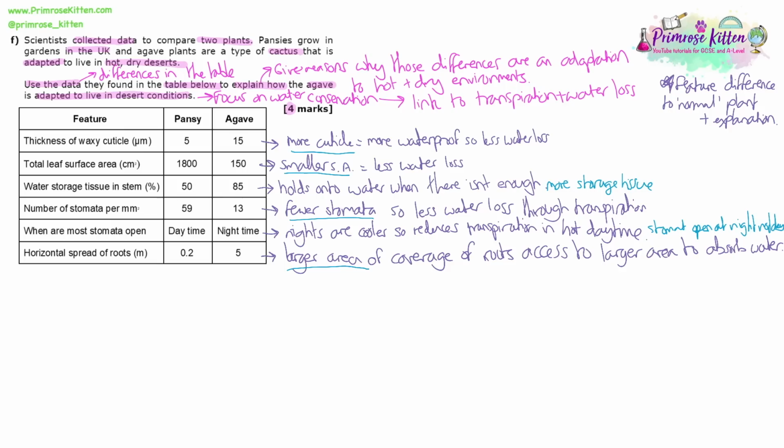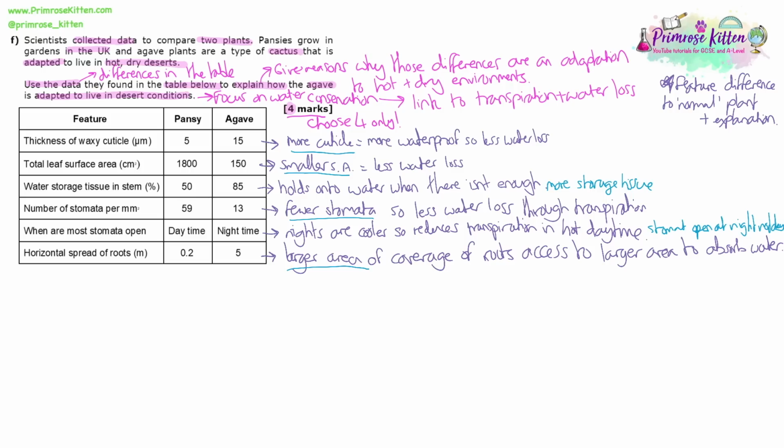It's one of those ones that doesn't look like it's a long, really super long answer question. The language has to be right for you to get marks. If you just said the agave can store more water and the agave will lose less water, or the agave can get more water from its roots, but didn't specifically say the feature, you wouldn't get the marks.